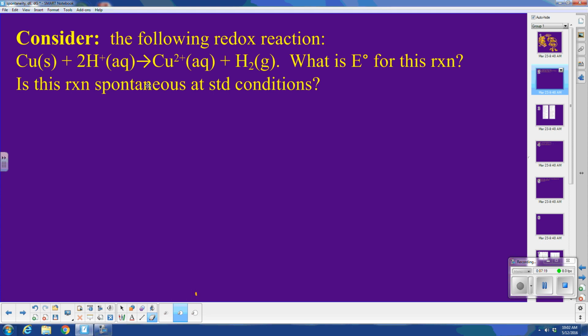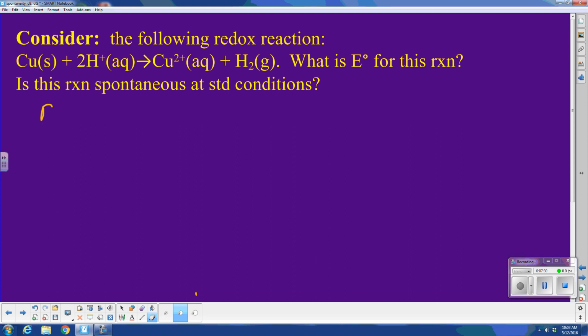I have copper going to copper 2+ and hydrogen cation going to hydrogen. Now, here's what we have to do: I have to determine which of these is oxidizing and reducing. So what is reducing here? Well, I have copper 0, and this is a +1, and copper 2+, and hydrogen 0. So it looks like my hydrogen is going from +1 to 0, so it is reducing. So my H+ is my reducing species.